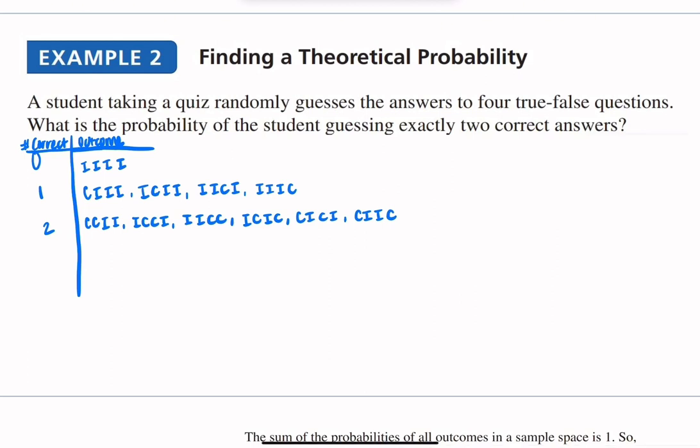Okay, I could also get 3 correct, so I could get the first 3 correct, the last 3 correct. I could get the middle ones as my incorrect, and I don't need a comma there. And then finally, I could get all 4 correct. So these are all my possible outcomes.